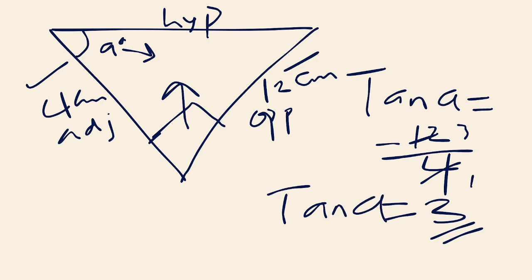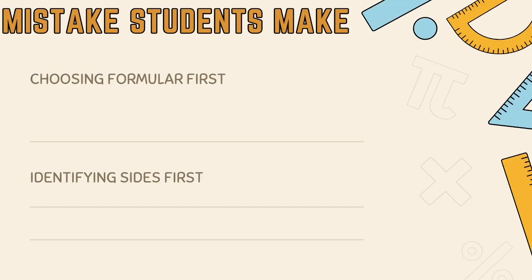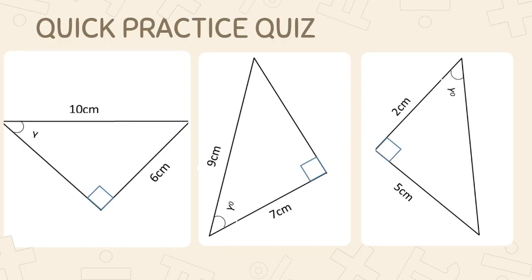This is just for you to be able to know how to identify and use the sides given, and which trigonometric identity to use, either your SOH, your CAH, or your TOA. This is very important for you to take note of. The common mistake students mostly make is that they start by choosing the formula first. That is not correct. When you have a question, the first thing you are expected to do is to identify the sides first before you choose a formula.